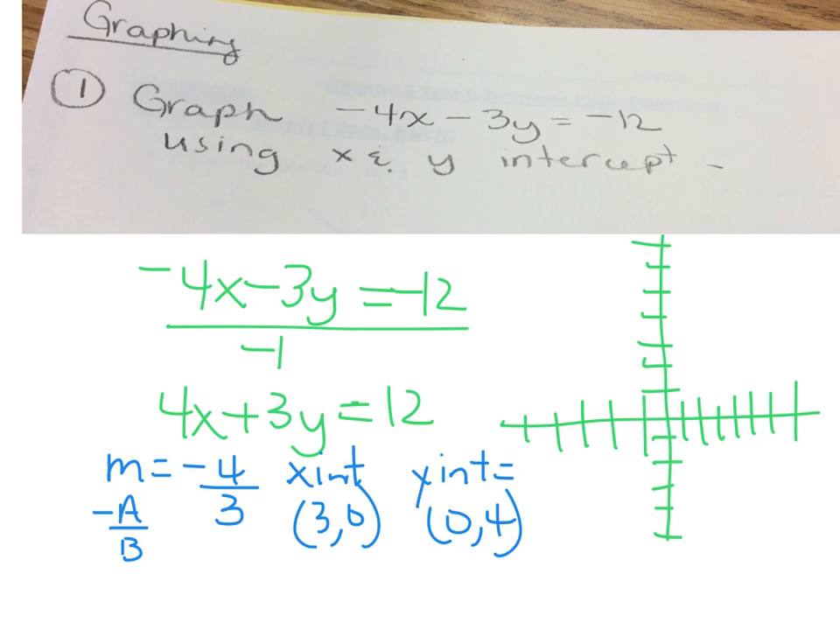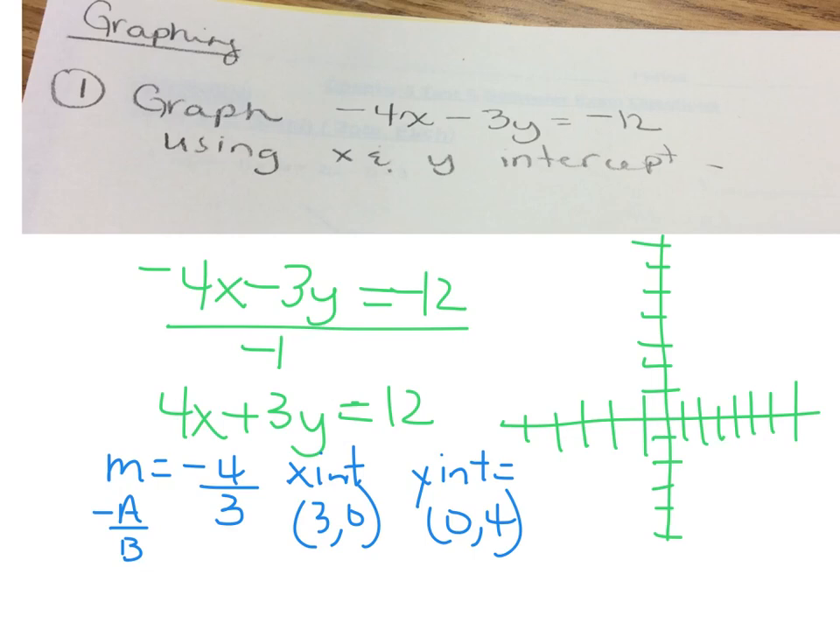Okay, so the first thing I did was I divided everything by negative 1 because I want standard form. Not only did I find the x and y intercept, I also found the slope. So just because it says x and y intercept doesn't mean I can't find the slope too. So once I divide everything by negative 1 and it's in standard form, slope is negative A over B, so negative 4 over 3.